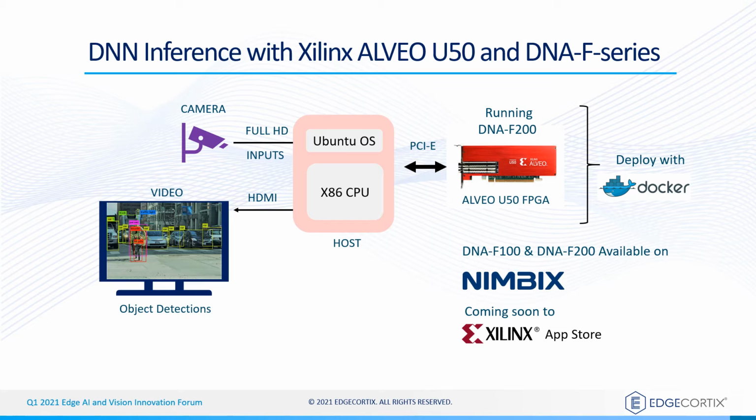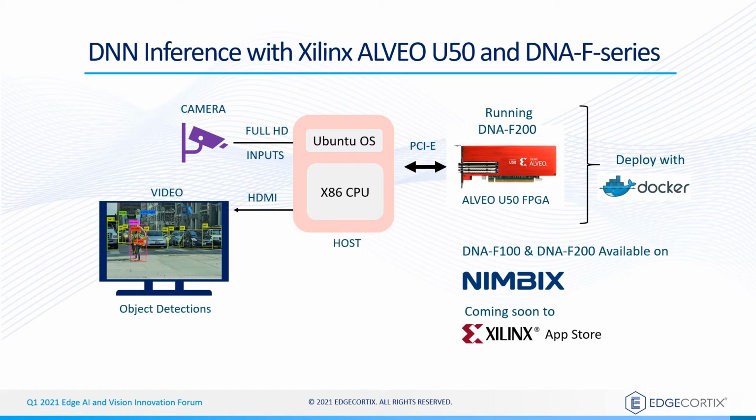This figure shows an example setting for real-time vision applications with the DNA AI engine. High-resolution inputs are provided directly from the camera connected to a host system running the Ubuntu OS. The results of the deep neural network inference are displayed on an external monitor also connected to the host system. The DNA-F200 AI engine is running on the Xilinx ALVEO U50 FPGA connected via PCIe to the host system.